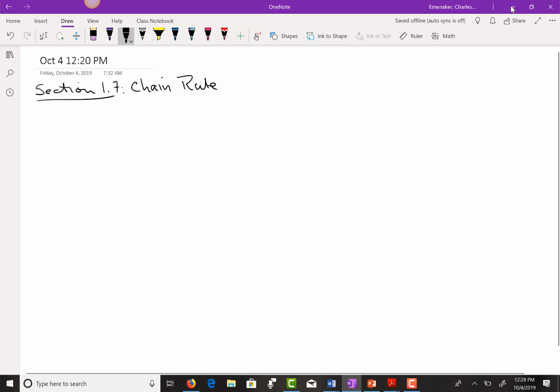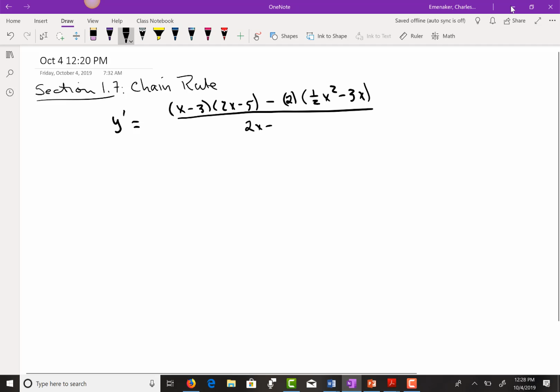For example, let's say we're doing a quotient rule problem, and we have y prime equals something like this. I'm just making something up. (x - 3)(2x - 5) - 2(1/2 x² - 3x) all over (2x - 5)². So let's say it's the derivative of a function.